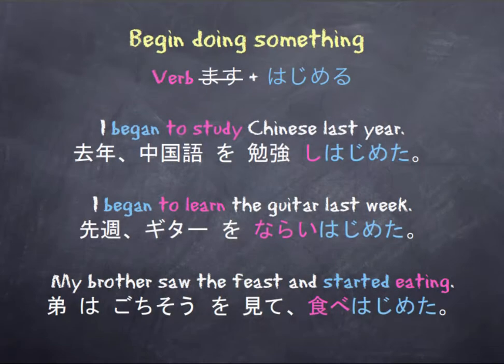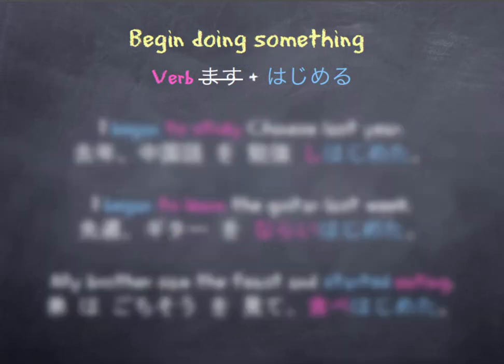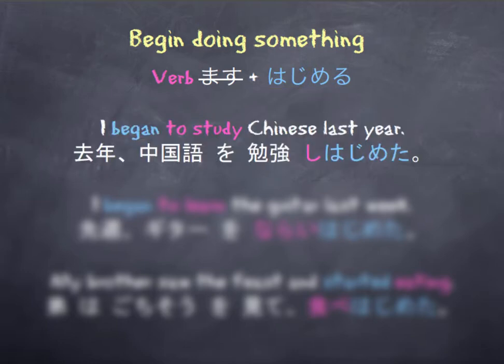Hey guys, today we're going to take a look at how to talk about an activity that we have begun doing. So to start with, we have our verb stem, and then we simply attach the verb hajimeru, which comes from hajimemasu, to begin. Let's take a look at this first example.